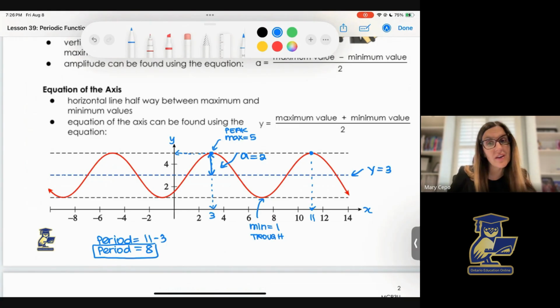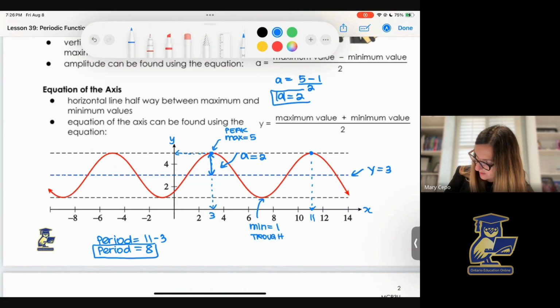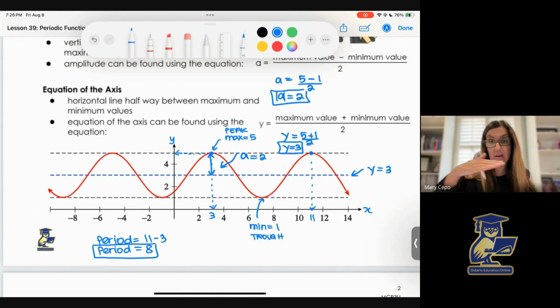Let's verify that using the equations. The amplitude is the max minus the min, divided by 2. So A is equal to 5 minus 1, which is 4, divided by 2, which is 2. The amplitude is always an absolute value, so it's always positive. Does the equation of the axis work out as well? Let's see. 5 plus 1, divided by 2: y is equal to 6 divided by 2, which is equal to 3. So it's always that horizontal line, so it's always that equation y equals.